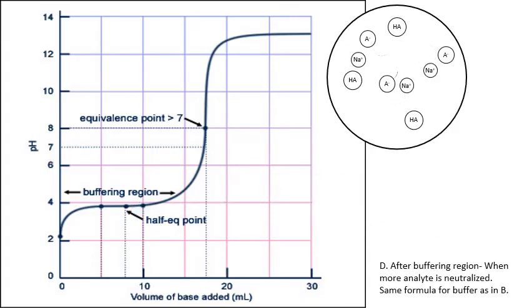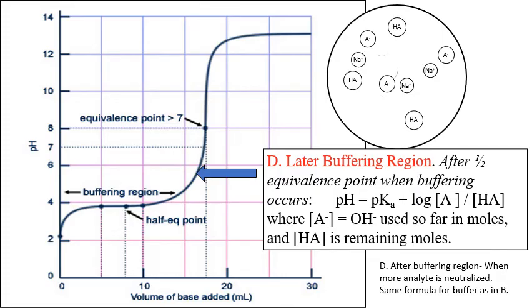Next we reach the later buffering region, after the half equivalence point. That means most of the acid got neutralized by this time. So we can see very few acid particles left in the flask as shown in the particle diagram. So what happens here? Again, this is a buffering region because we have a few molecules of weak acid along with the salt of the conjugate base of that acid, right? So we can still use the buffer formula, pH equals pKa plus log concentration of the conjugate base divided by concentration of the weak acid. So we can find the pH using this formula.